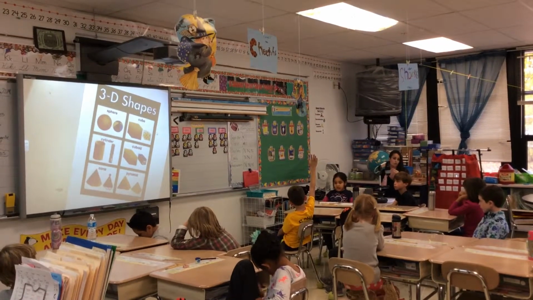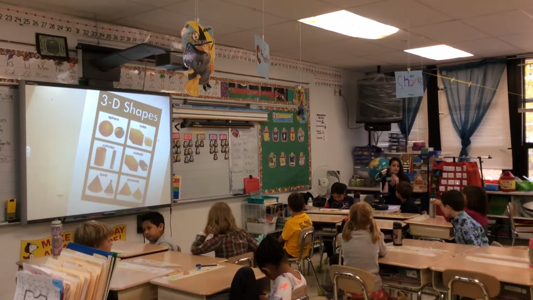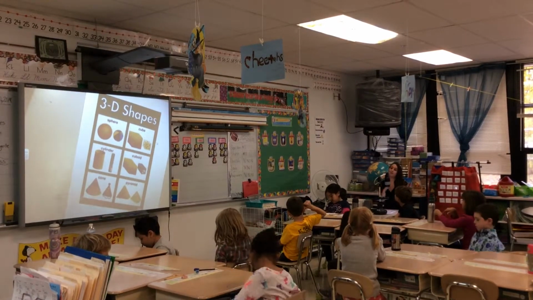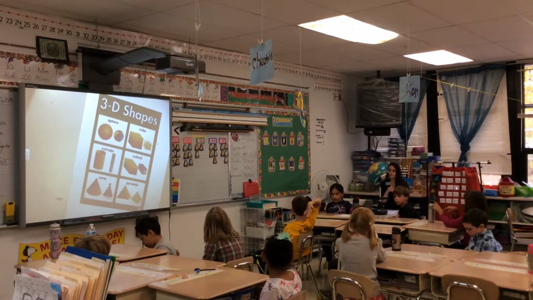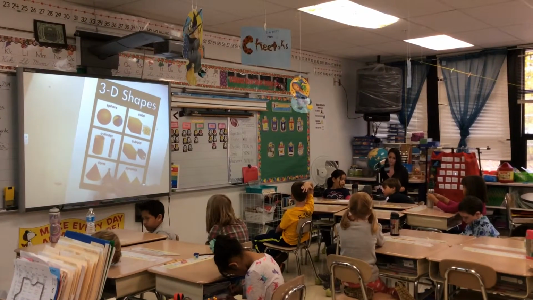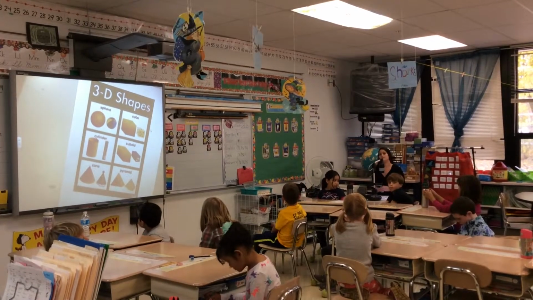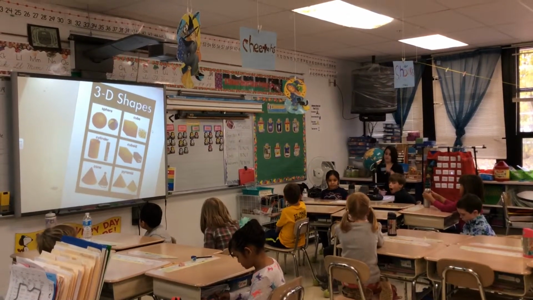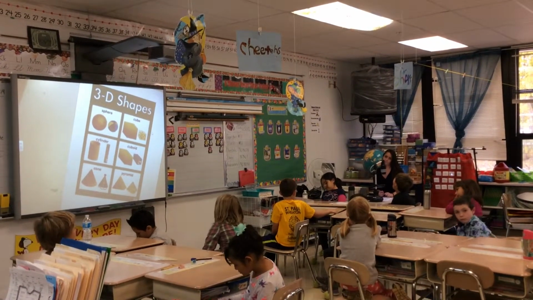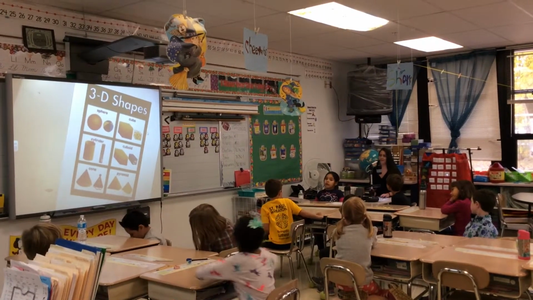Is an angle the same thing as a vertice? What do you guys think? As a whole class, do we think yes or no? Vertices, same as edge, as an angle. No. Why not? Because vertices are in 3D and they're not in 2D. So we agree. All right, we're going to do that.